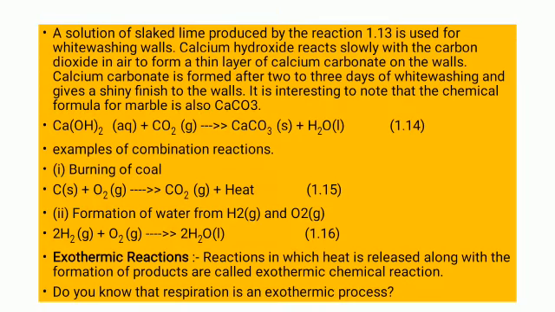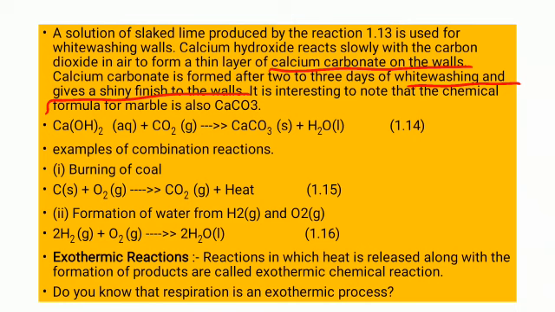An interesting phenomenon occurs when we whitewash our walls with calcium hydroxide. Calcium hydroxide reacts with the carbon dioxide in air to form a thin layer of calcium carbonate on the walls. Calcium carbonate is formed after 2 to 3 days of whitewashing and gives a shiny finish to the walls. The overall reaction is calcium hydroxide plus CO2 gives calcium carbonate plus water.